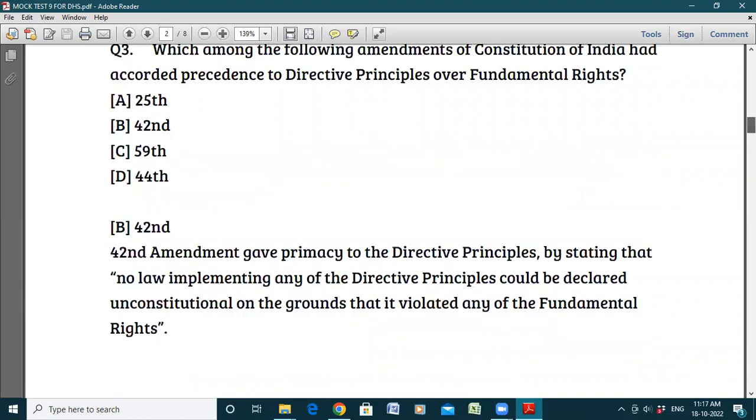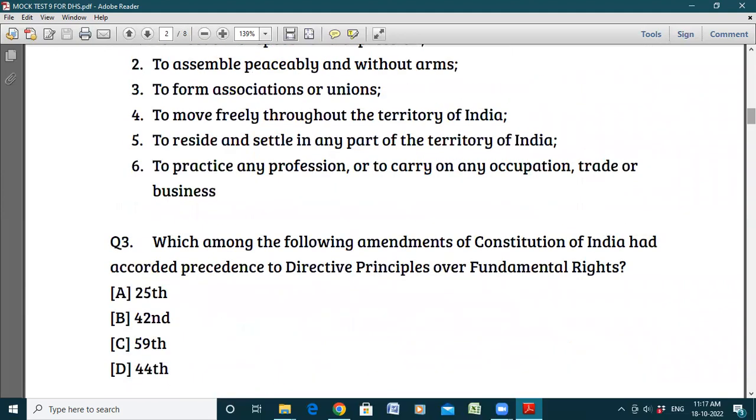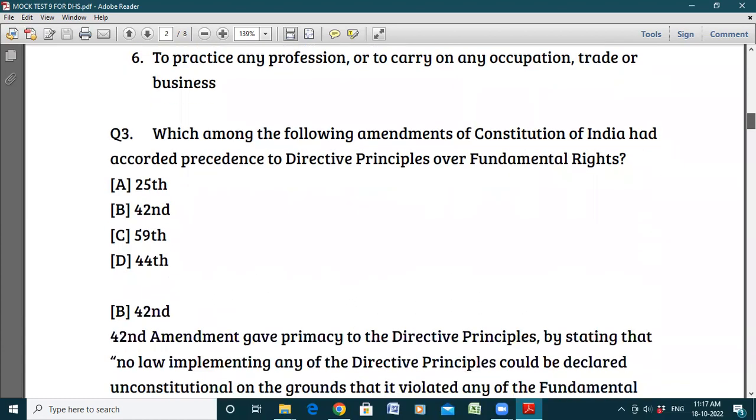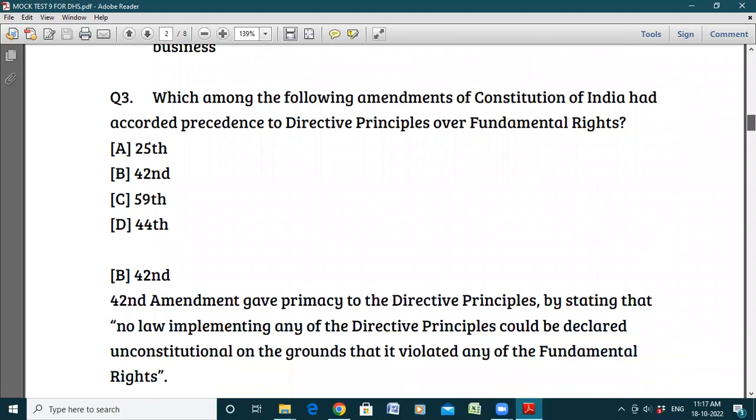Question number 3, which among the following amendments of Constitution of India had accorded precedence to directive principles over fundamental rights? The correct answer will be option B, that is 42nd.